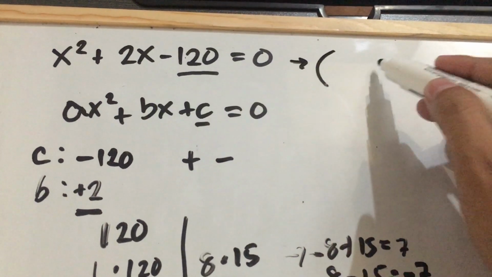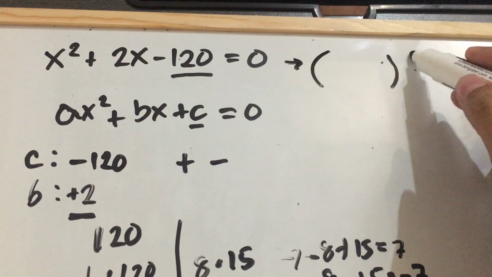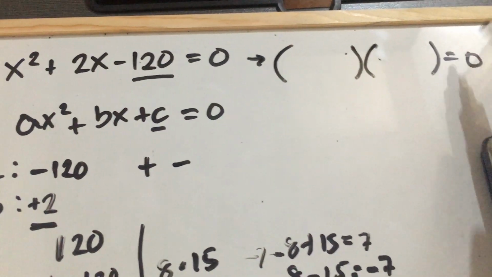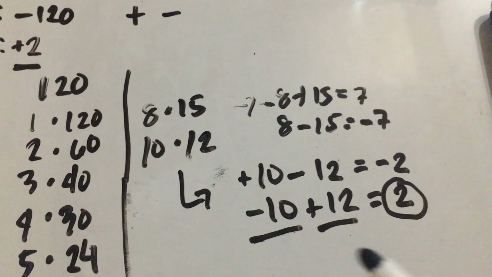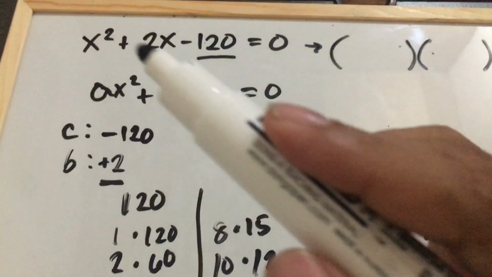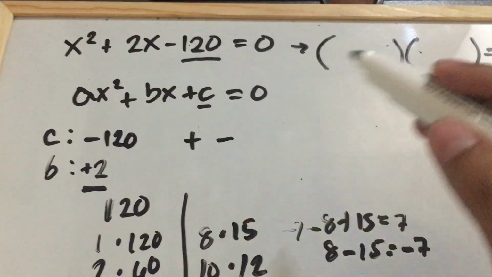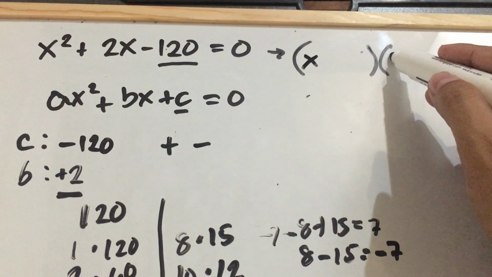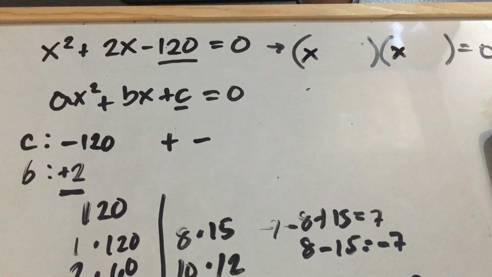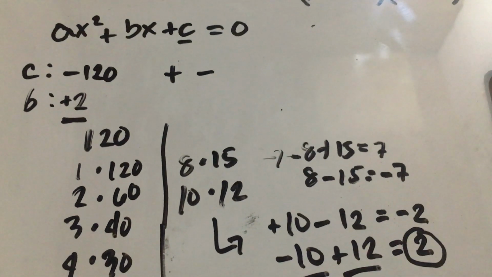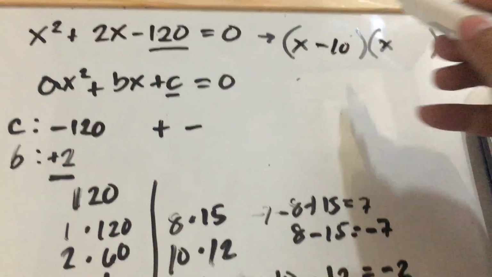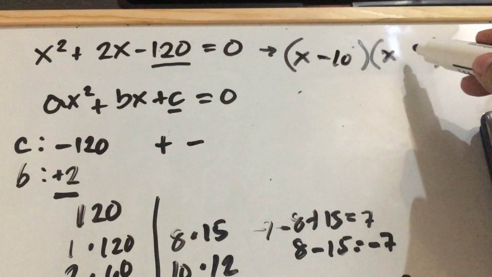Okay? So again, you have to draw two parentheses and then equate nimo to 0. So again, di ba negative 10 ug 12. So since atong variables kay x man, isuwat na to diha x. Ang pikas x. Okay? Iguma na to, isuwat lang simple. Negative 10 ug ang positive 12.